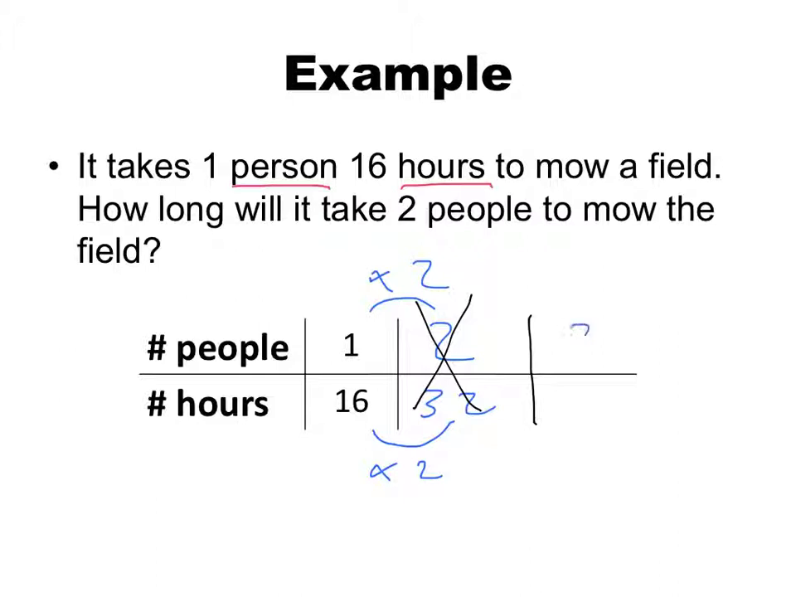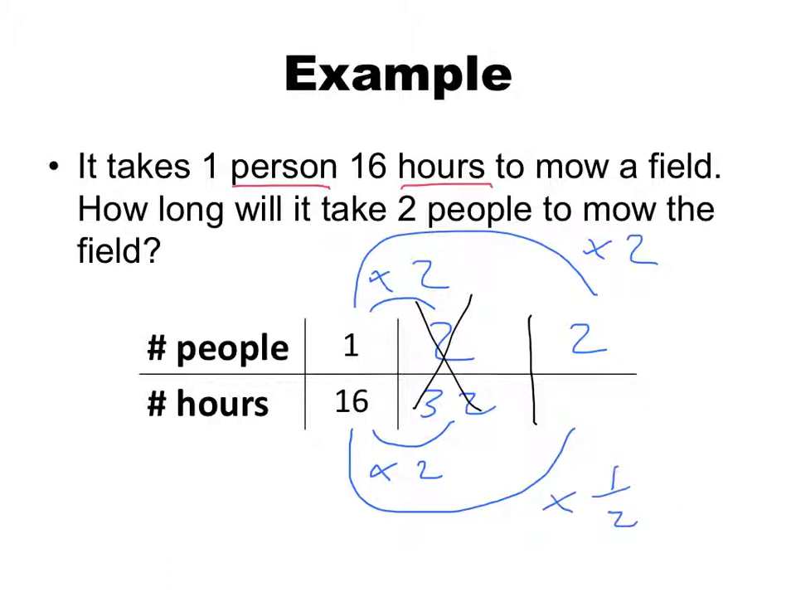Well, again, we want a 2 here in this row. So to go from a 1 to a 2, we still need to multiply by 2. But now let's think about what we would do down here in this second row. We're not going to multiply by 2 in this case. In this case, we're going to do the opposite. We're going to multiply by a 1/2. And so 16 times 1/2 would be 8. And so there's my answer. It's going to take two people 8 hours to mow this same field.